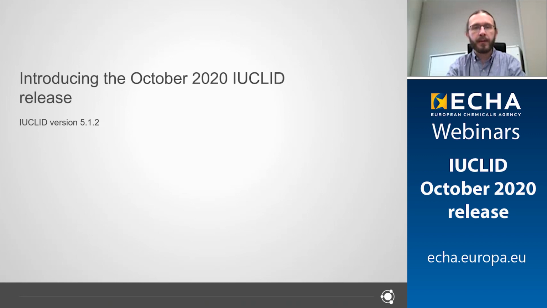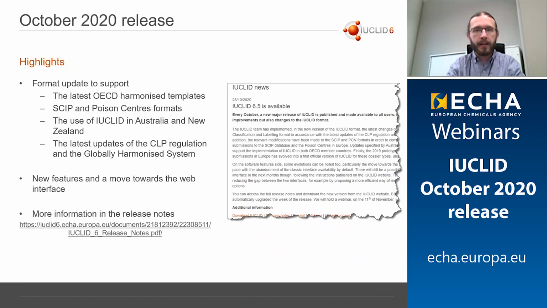So let's go to the content of this webinar and some words on the October 2020 Euclid release. I'll start with the news alert that has been published on the 28th of October on the Euclid website. You can see the main items included in this Euclid release, like the format update to support different regulations. It's the same way for all October releases of Euclid. We do format changes, and this is why we call it a major release of Euclid.